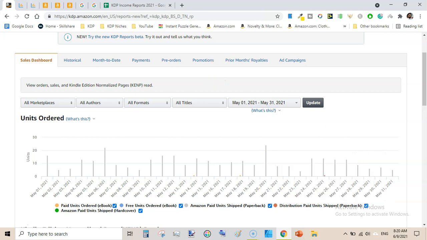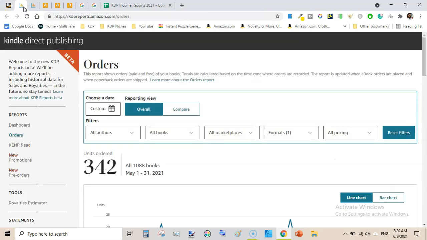So overall we sold 342 units of paperback books during the month of May. You can see here total books are 1088, and May 1st to May 31st. Many people ask me in the comments below, how many books do you have? I have 1088 books live now. Not these are all live, some of these I have unpublished. So around 800 books are live.